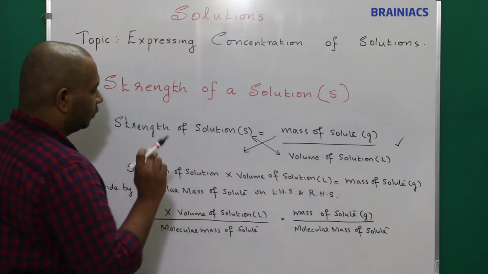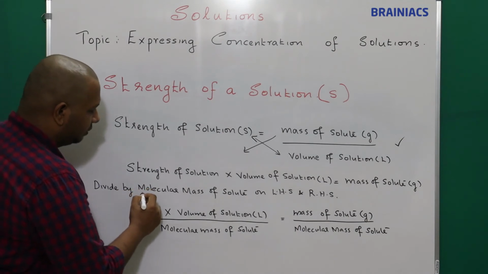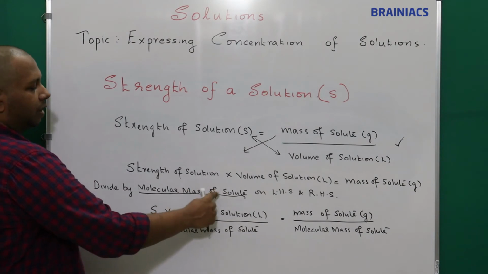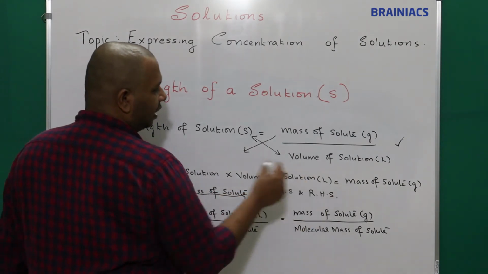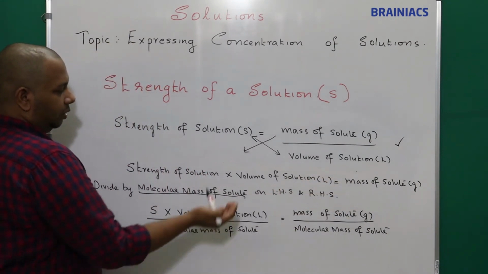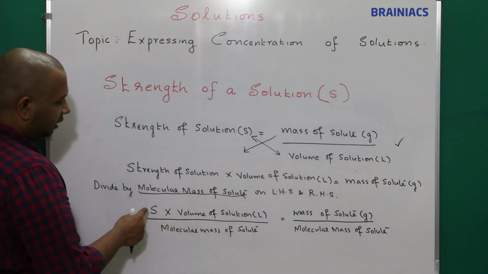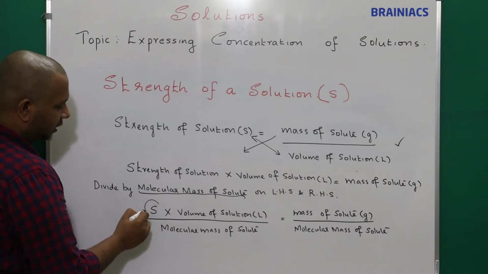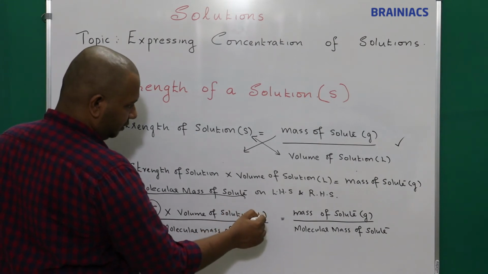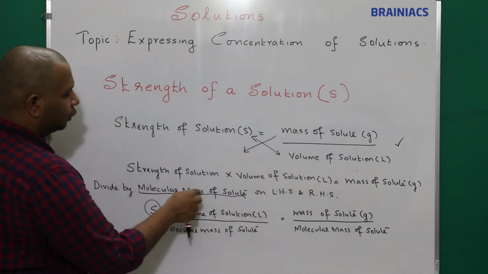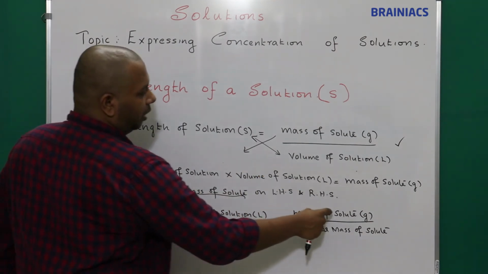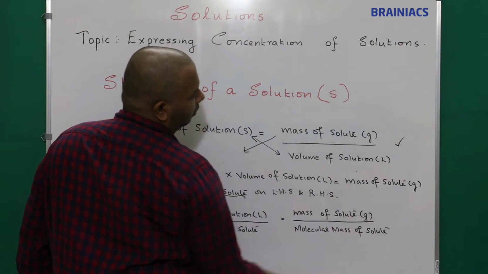Correct. Now what we need to do, divide by molecular mass of the solute on LHS and RHS. This is my LHS and this is my RHS. On division we will get strength of the solution, represented by the letter S, into volume of the solution in liters divided by molecular mass of the solute. On right hand side also I am dividing mass of the solute in gram by molecular mass of the solute.